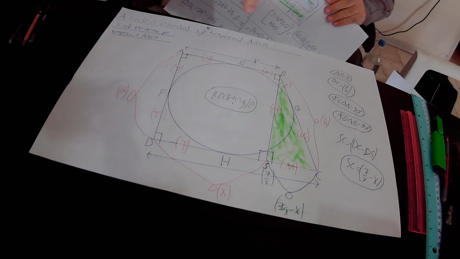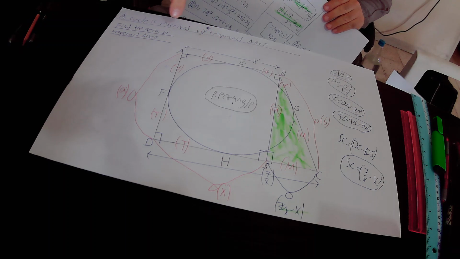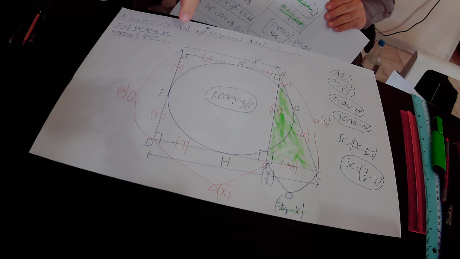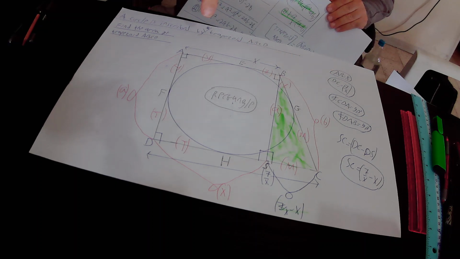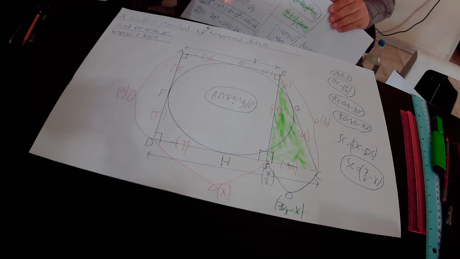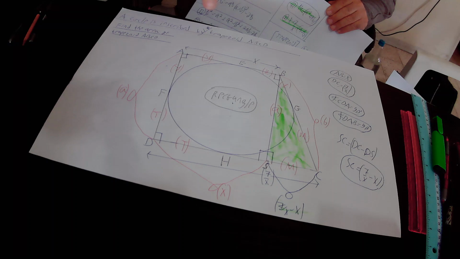So what is the area of trapezoid ABCD? The area of trapezoid ABCD, according to the formula that I presented to you in the beginning of the lecture, will be equal to the sum of its two bases times the height over 2. The two bases must be parallel to each other. Here you can definitely see that side AD is not parallel to side BC.